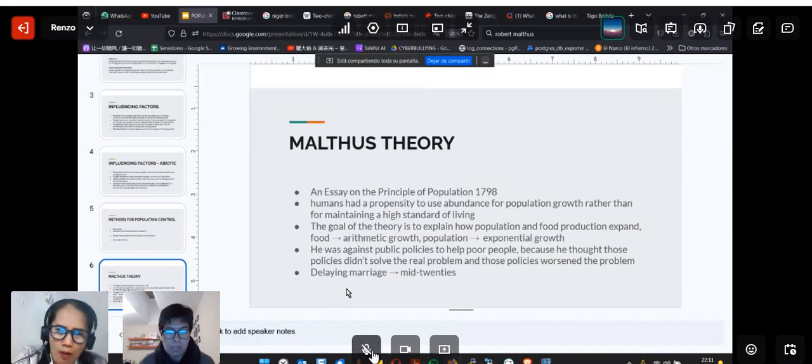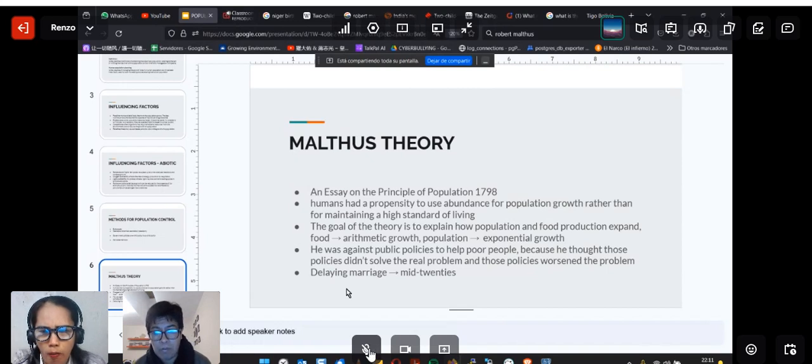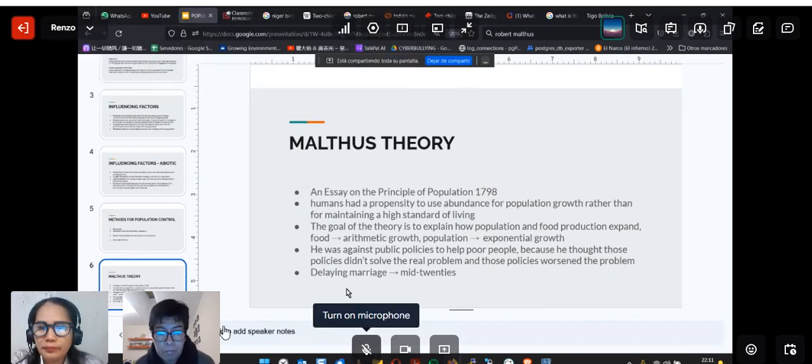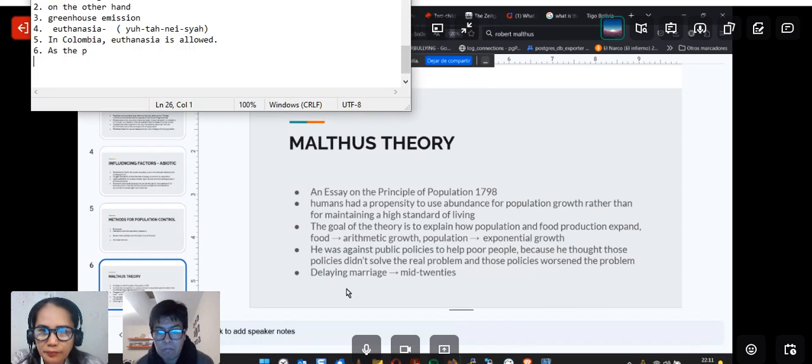And well, he was against public policies to help poor people because he thought those policies didn't solve the poor people's problems. And he thought that, even worse, they worsen the problem.